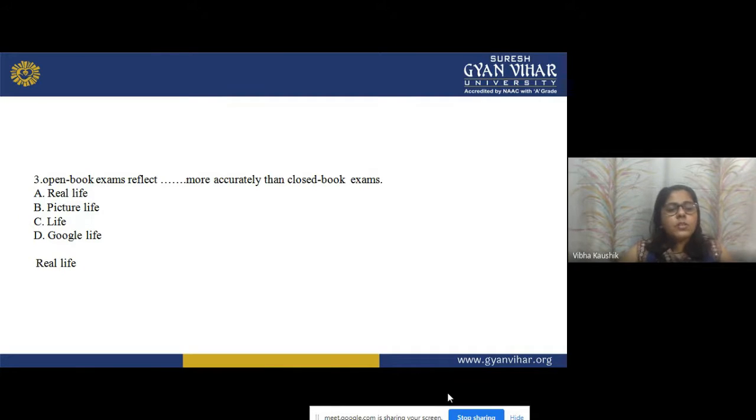Now the third one: an open book exam reflects dash more accurately than a closed book exam, meaning the traditional form of examination. A. Real life, B. Picture life, C. Life, or D. Google life. Which is the important area on which open book exams are reflecting? The correct answer is option A, that is real life.